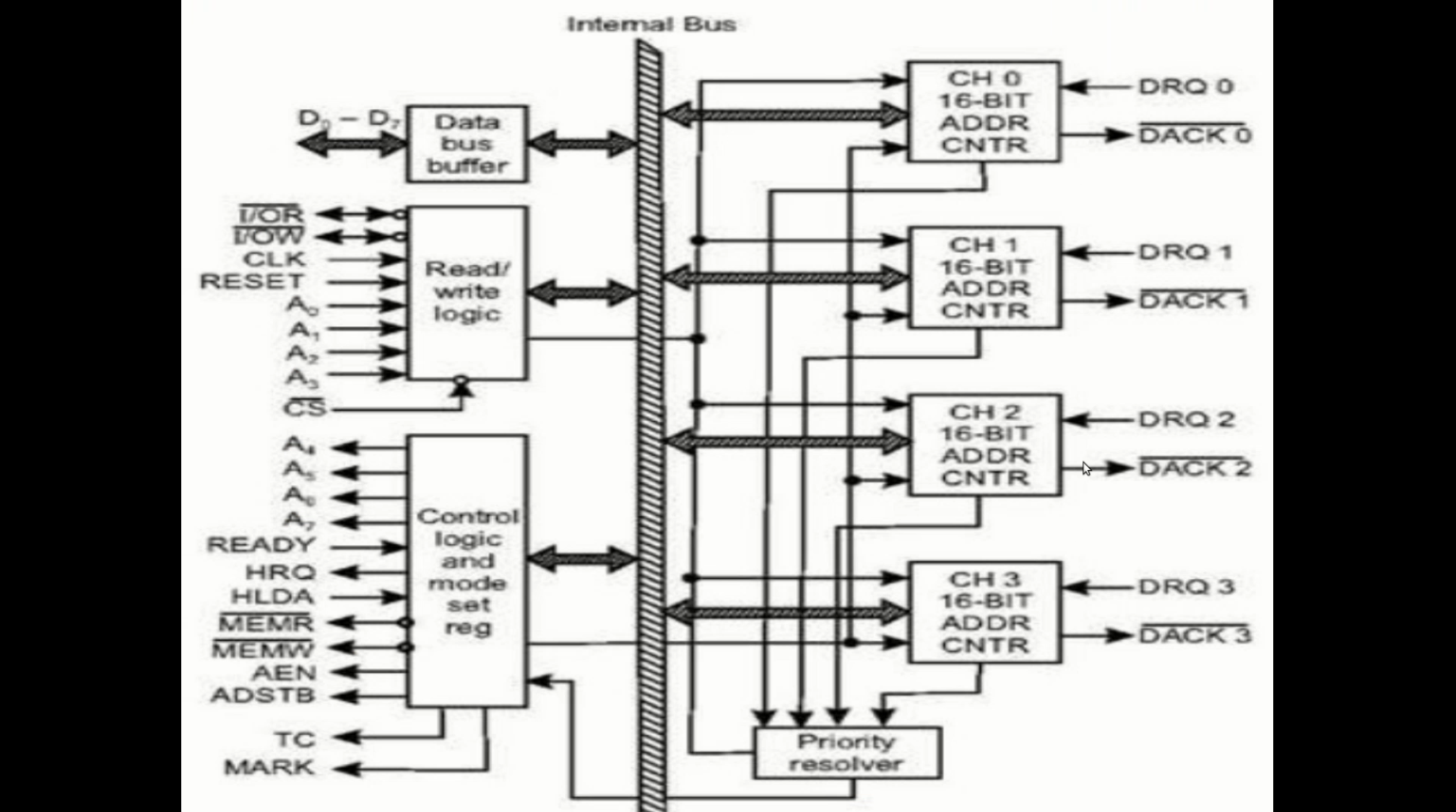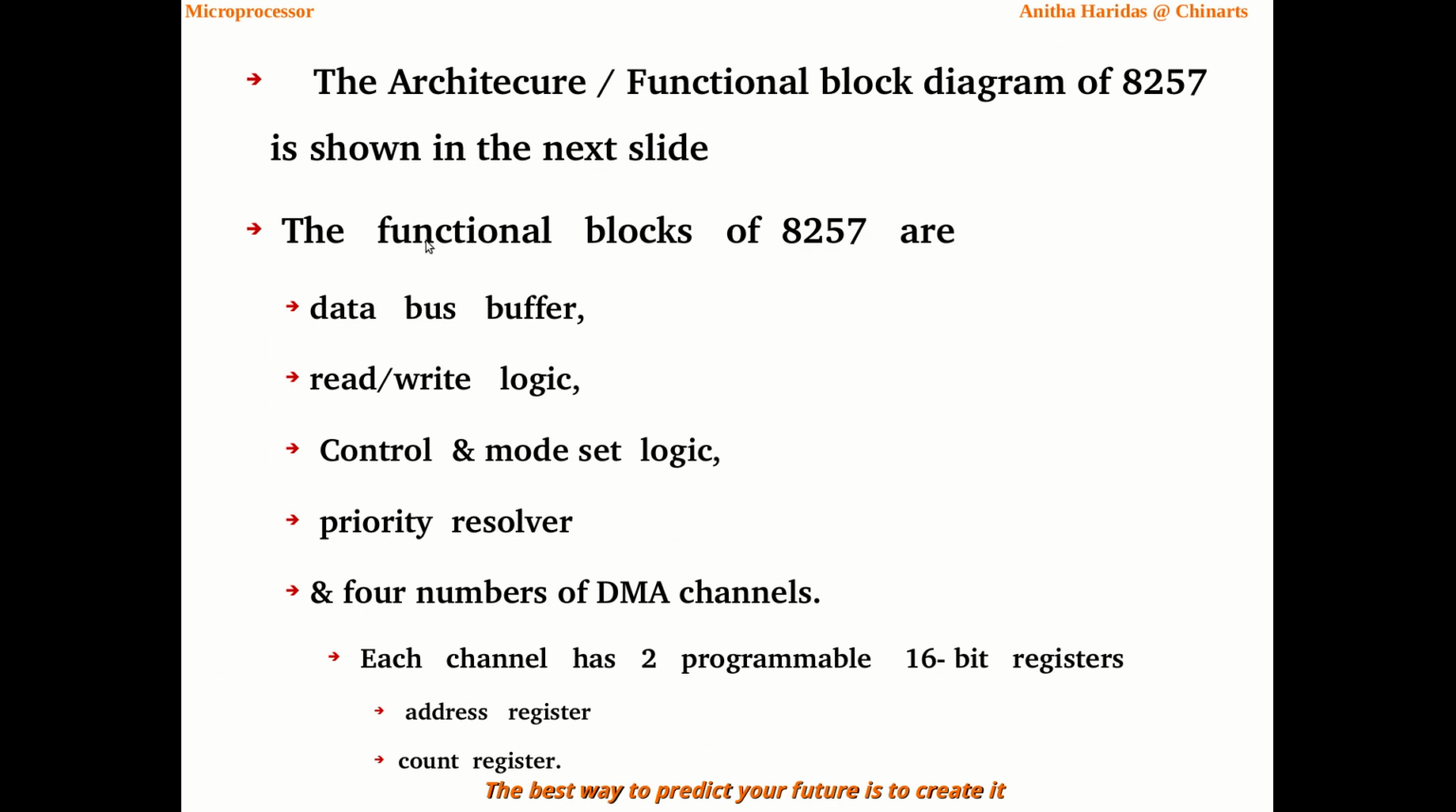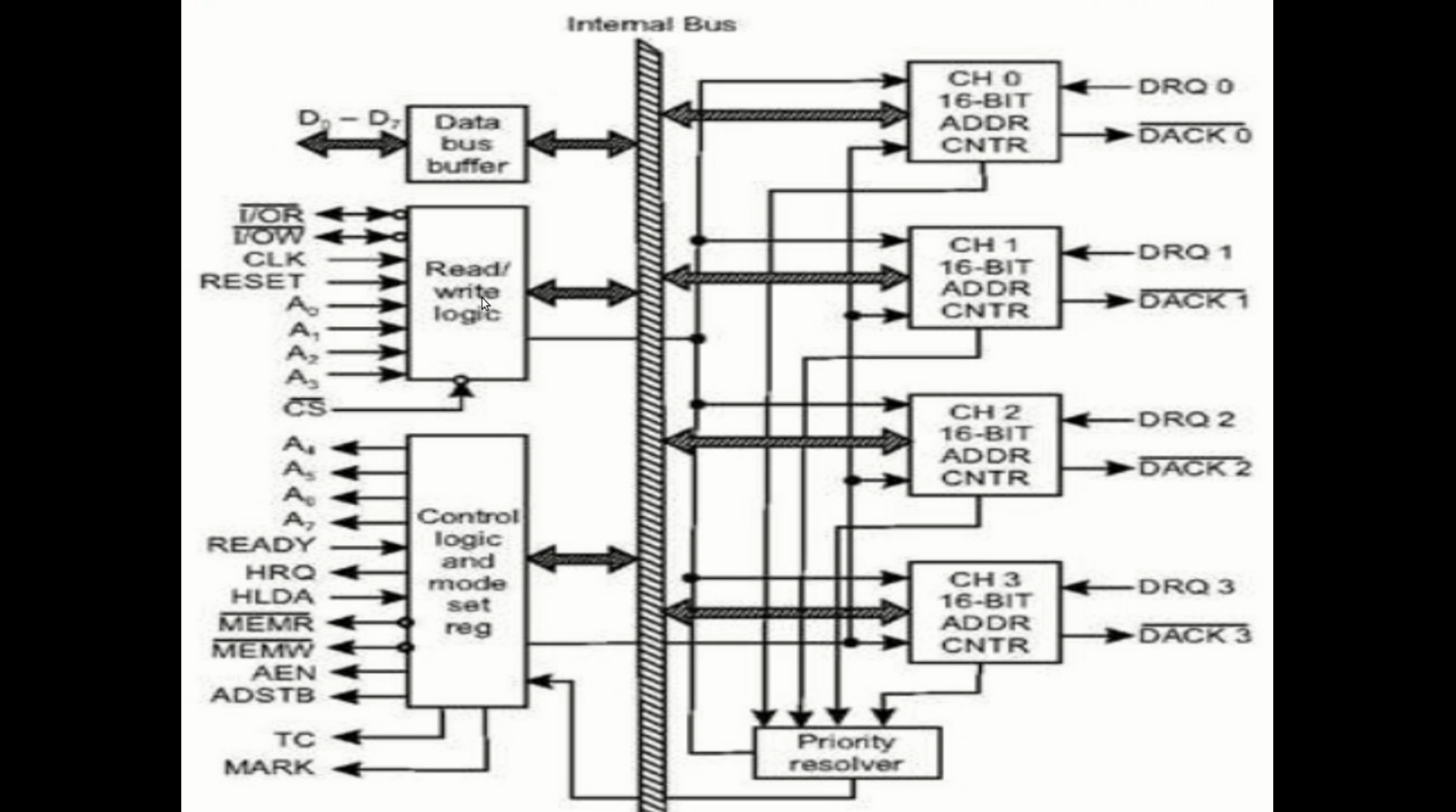You can see here, these are the different components you have: data bus buffer, read write logic, control logic, and you have a 16-bit address and counter, channel 1 16-bit address and counter, and for channel 2, channel 3 and channel 4 different channels are there, and you have a priority resolver also, right? So the functional block diagram contains a data bus buffer, read write logic, a control and mode set logic, priority resolver. So these are the different components, 4 components.